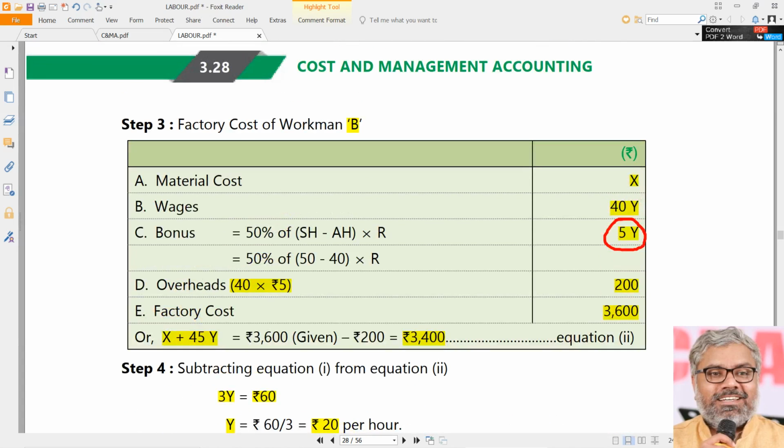Material cost is the same for both. Naturally it has to be, then only the equations can be made here. Wage rate is the same for both. Wages cost is not the same for both. Bonus is not the same for both, but wage rate is the same for both.